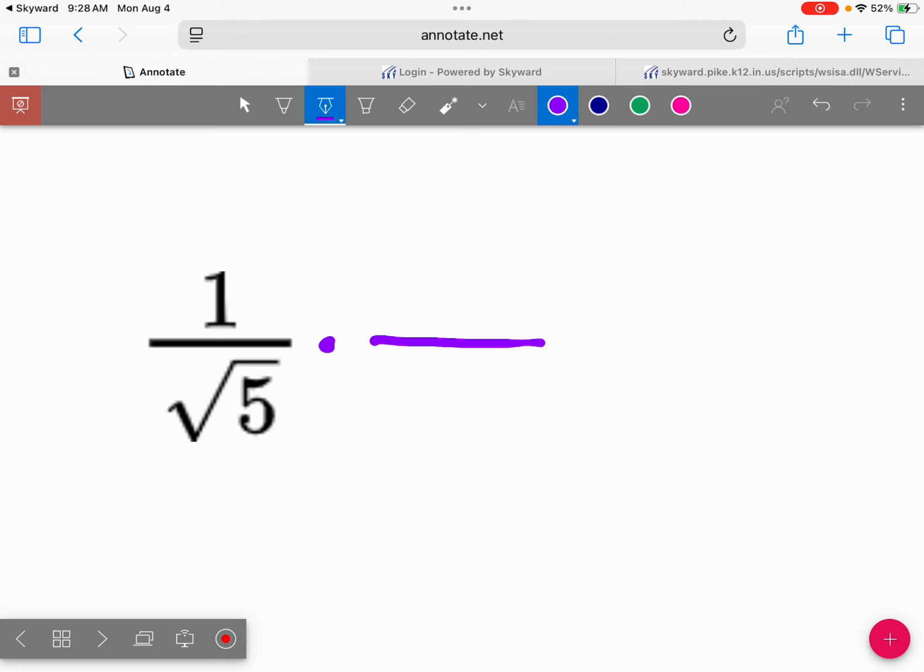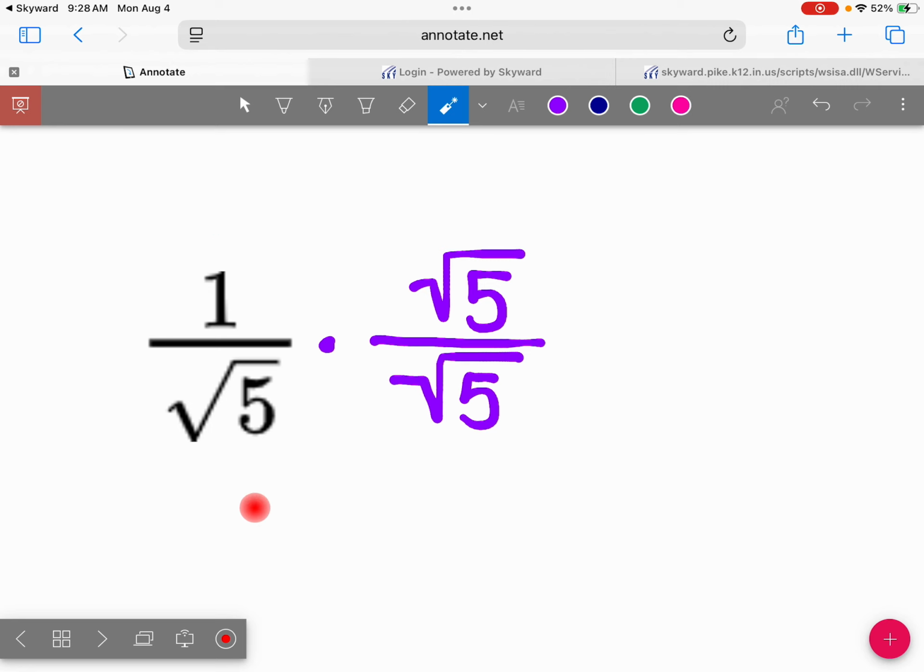So what I'm going to multiply it by is actually whatever our radical is, square root of 5, but I need this to be a 1 because I cannot change my expression just because I don't like it. But I can multiply by 1 anytime I want. So as long as it's the same numerator and denominator, it's still 1. It's just a really crazy looking 1.